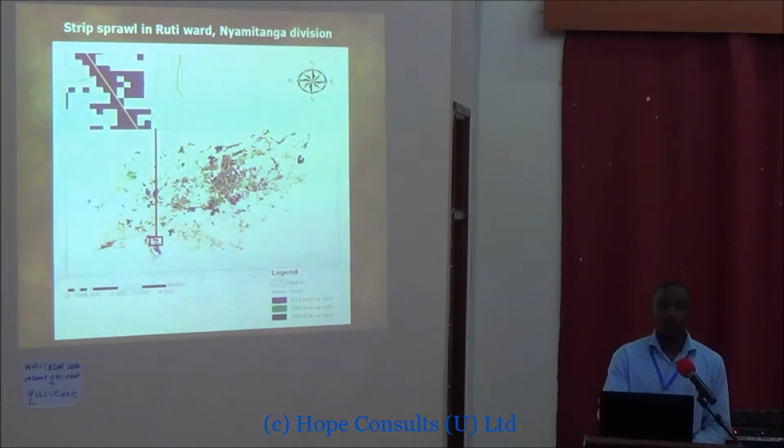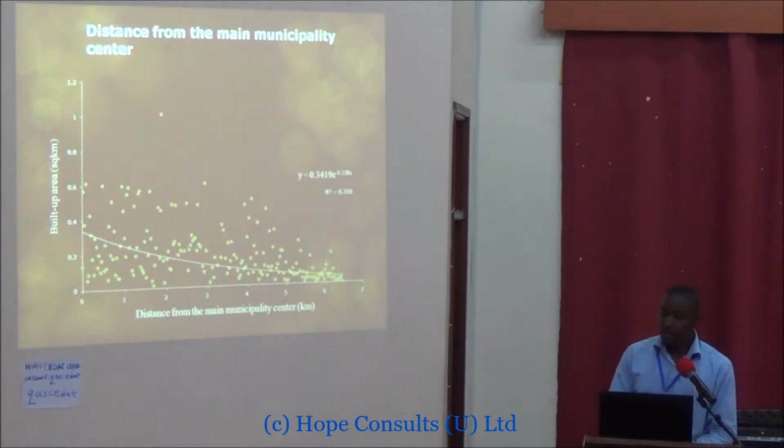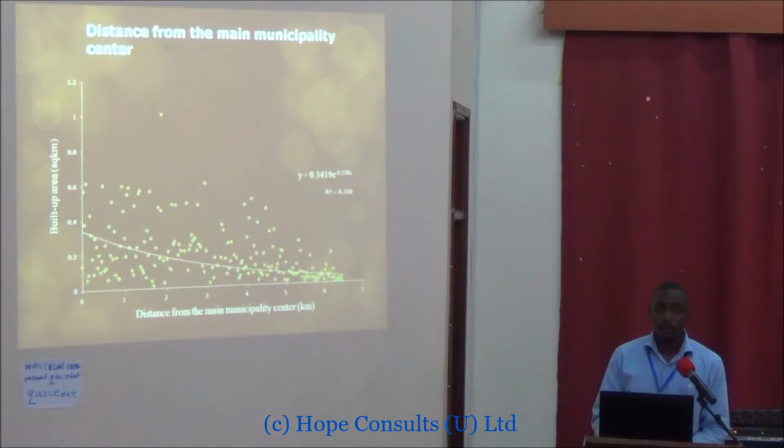Then street sprawl: those are developments that occur alongside roads, and I used buffers of 100 meters from the road. That is an example of street sprawl in Mbarara municipality in Nyamitanga division. Next is the distance from the main municipality center, that is also inaccessibility, one of the characteristics of urban sprawl. The longer you walk, the density reduces as you leave the main municipality center.